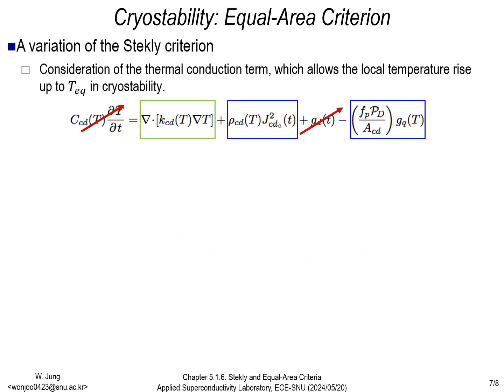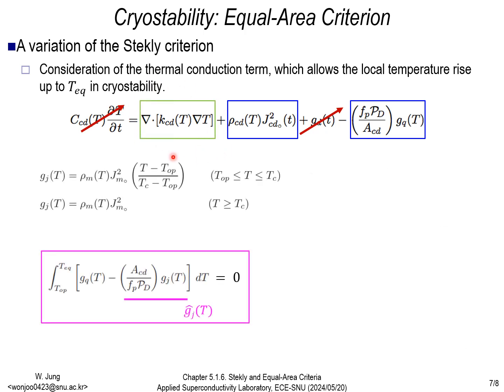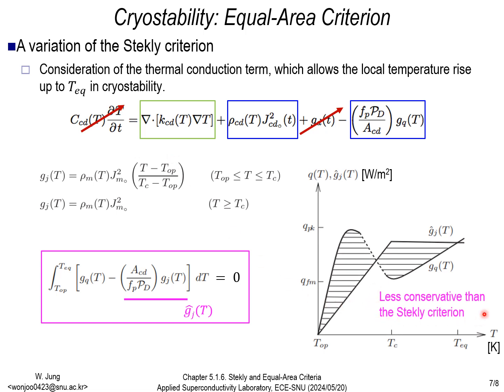The equal area criterion is a variation of the Stekly criterion, introducing the thermal conduction term, which allows for local temperature rises. This criterion is less conservative and allows the temperature of a superconductor to rise until the temperature which makes the area of the striped regions the same.